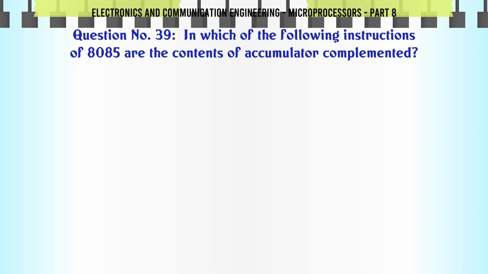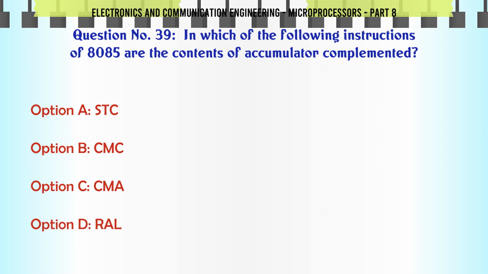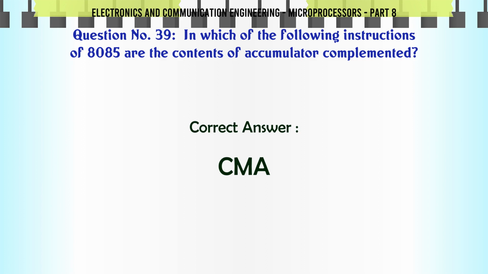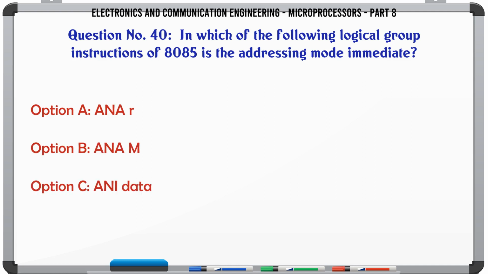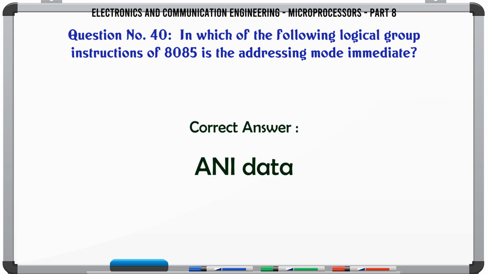In which of the following instructions of 8085 are the contents of the accumulator complemented? A, STC. B, CMC. C, CMA. D, RAL. The correct answer is CMA. In which of the following logical group instructions of 8085 is the addressing mode immediate? A, ANA. B, ANM. C, ANI data. D, XRA. The correct answer is ANI data.